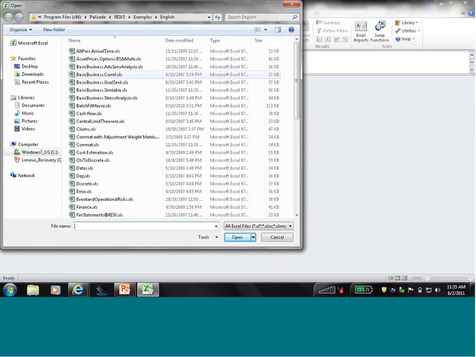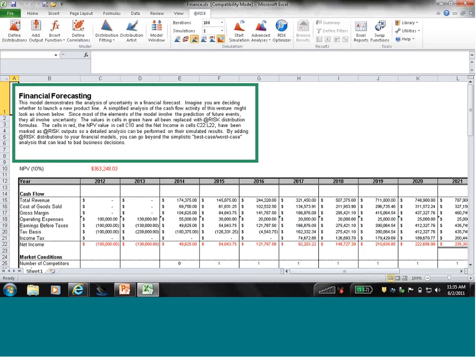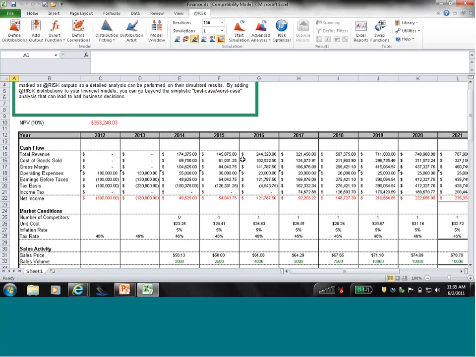Back to our example spreadsheets, finance. One question we get a lot is, what if I have this software and I want to share my model with a colleague that does not have @RISK? We've built in this swap function that makes it very easy for you to swap out the @RISK functions, replace them with expected values, send the model off, and then swap them back in. So I'll just show you that quickly.